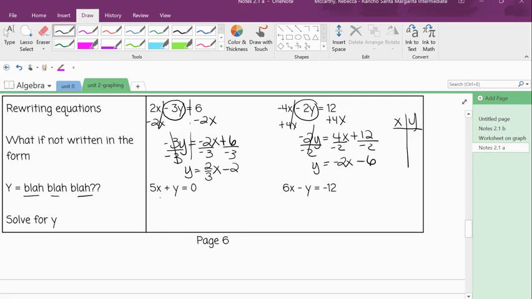And here, I'm going to skip this one, but I'm going to do this one because of that negative. So I'm going to subtract 6x from both sides, and I get -y equals, and I'm going to put it in descending order, -6x minus 12. Now here I have a negative, so I'm going to divide everything by a -1. Since there's two terms, they each get divided, and I get y equals 6x plus 12. And now I can create my t-table.